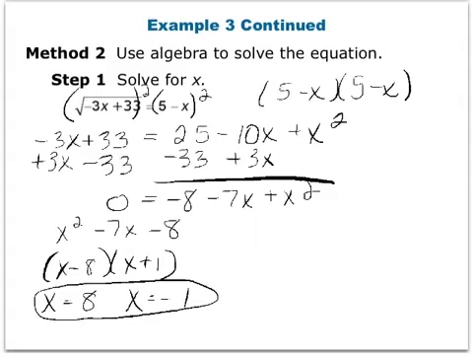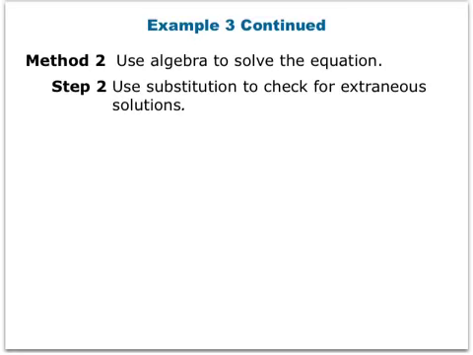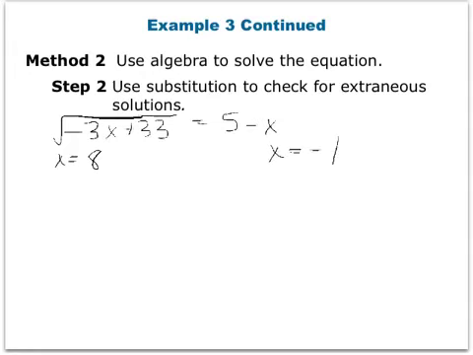Now we have to check these answers, so I'm going to move to the next page. I have to check all these answers to make sure that they work. So we go back to the original equation, the square root of negative 3x plus 33 equals 5 minus x. Now we had x equals 8 and x equals negative 1. So the square root of negative 3 times 8 plus 33 equals 5 minus 8.